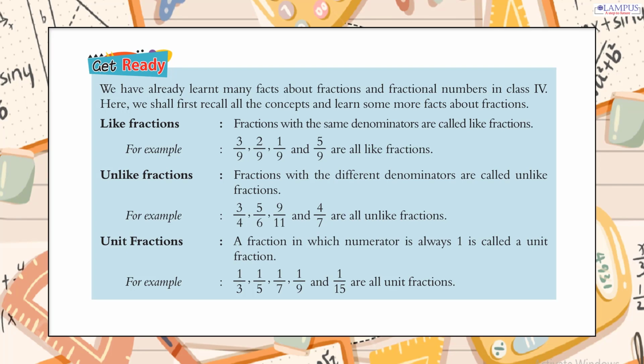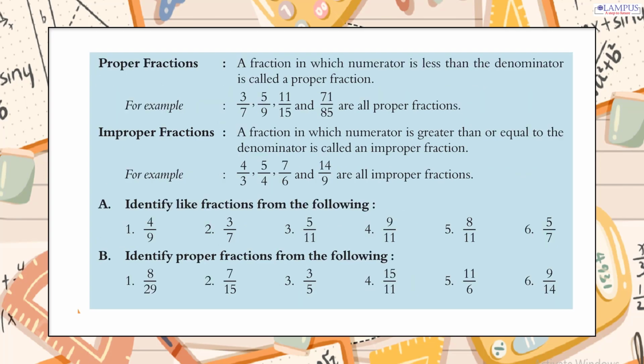Unit fractions. A fraction in which the numerator is always 1 is called a unit fraction. For example, 1 by 3, 1 by 5, 1 by 7, 1 by 9, and 1 by 15 are all unit fractions. Proper fractions. A fraction in which the numerator is less than the denominator is called a proper fraction. For example, 3 by 7, 5 by 9, 11 by 15, and 71 by 85 are all proper fractions.